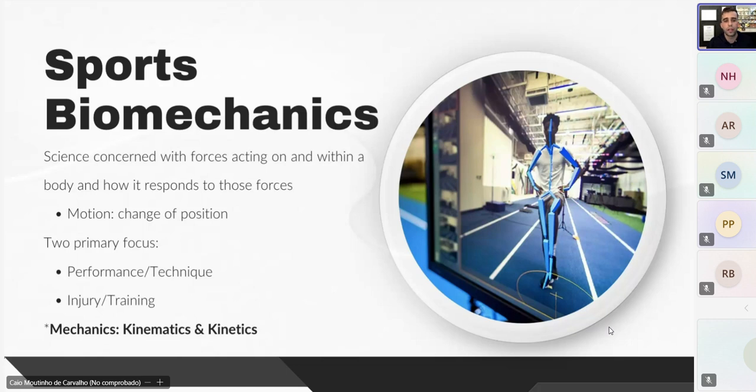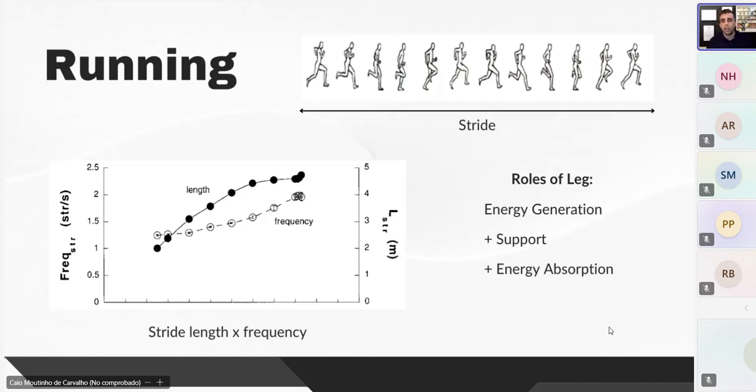We're going to divide the mechanics and kinetics, just so we have an idea of what they are going to mean to us and how we're going to use those variables. Okay, so let's go through the running. Basically, running is like gait, but a little bit faster.